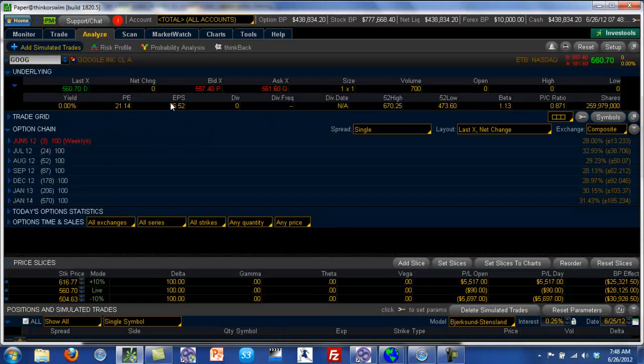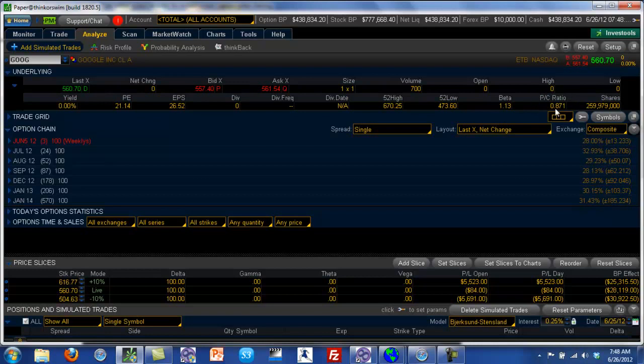And we can see the PE ratio. The second line gives mostly a lot of fundamental information about Google. So you have your PE ratio, the earnings per share, its dividend, dividend date, the 52-week high and the 52-week low. It also gives the beta of Google. The Google beta is 1.13. This is actually an important concept to understand, and we do cover this in module 2 as well.